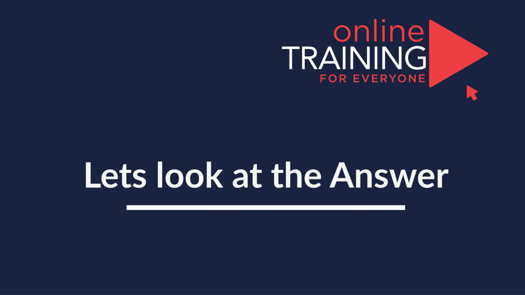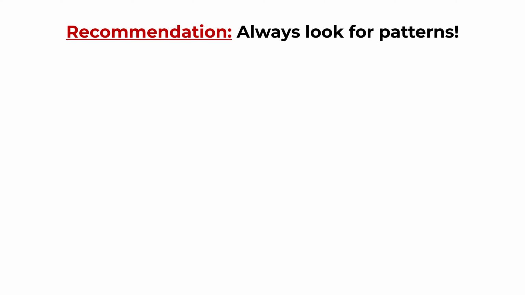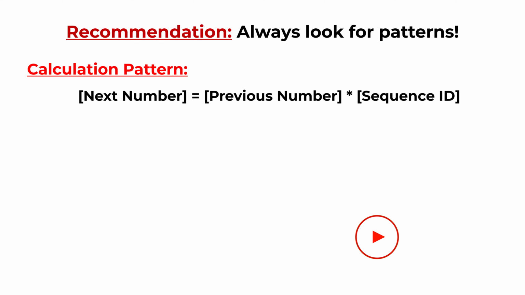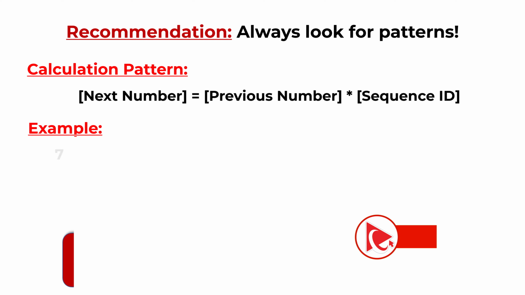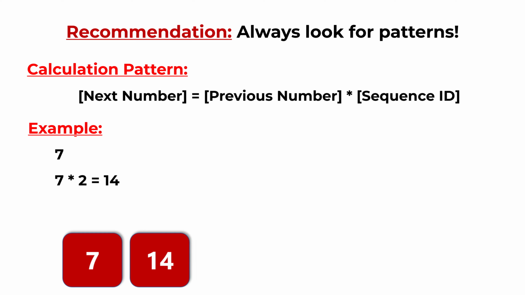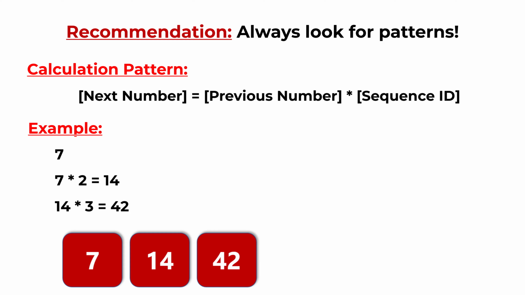As usual, my advice to you, always look for patterns. And in this case, the pattern is that the next number is calculated as multiplication of the previous number and the sequence ID. For example, the first number in the sequence is 7, which is not calculated. But to calculate the next number, we need to multiply 7 and 2, and the result of this multiplication is 14. For the next number, we need to multiply 14 by 3, and the result of this calculation is 42.